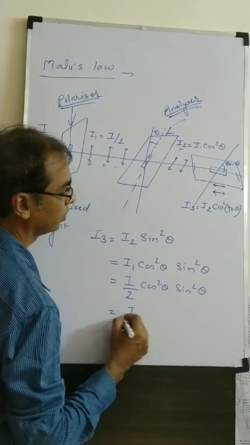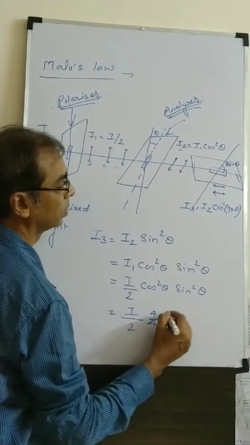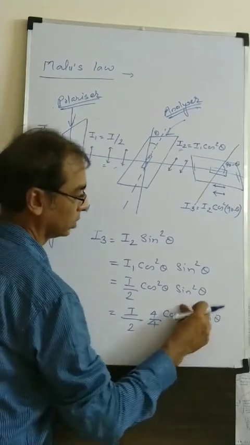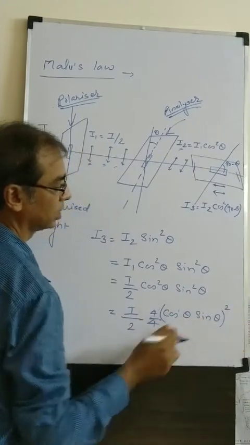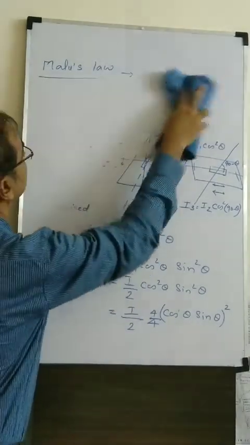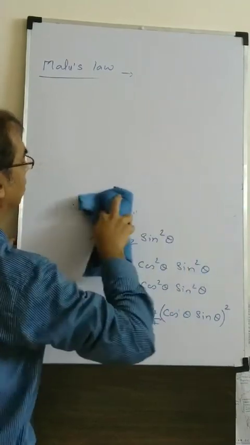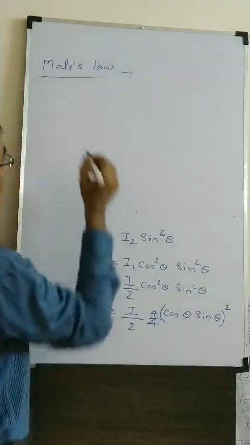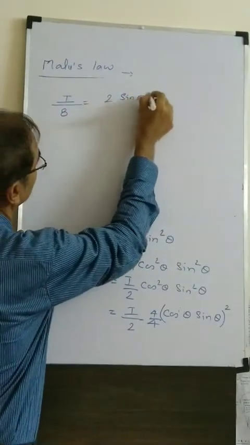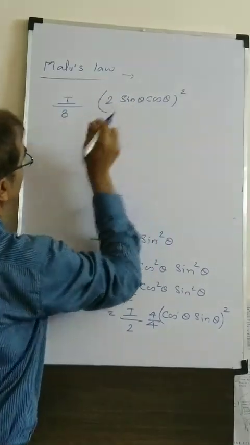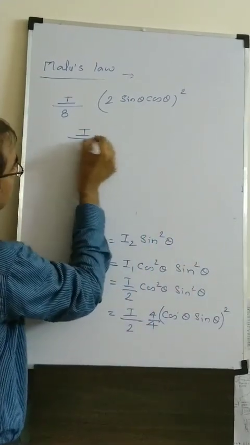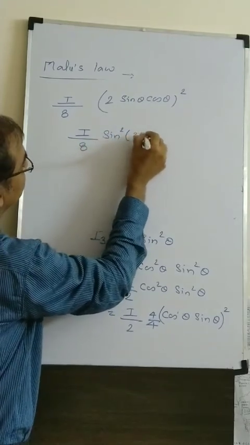If we write it another way, I multiply here by 4 and divide by 4. This is cos square theta sin square theta, which I can write as (cos theta sin theta) whole square. Taking the 4 inside, what is going to come? Let's check. The form we get is I by 8 times (2 sin theta cos theta) whole square. So this is sin 2 theta, and this is I by 8 sin square 2 theta. That is I3.